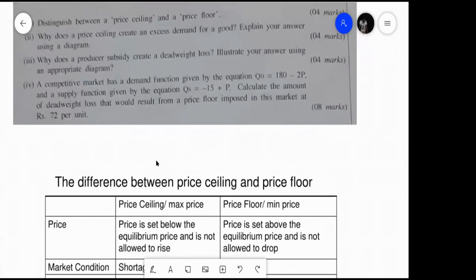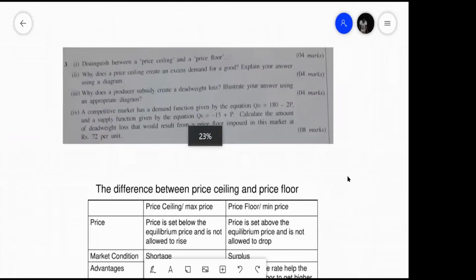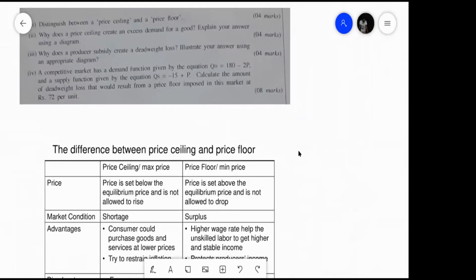Remember, you can't directly calculate deadweight loss in this. There are certain steps that you have to follow. So how does it happen? What is the deadweight loss here? Calculate the amount of deadweight loss that would result from a price floor imposed in this market at 72.